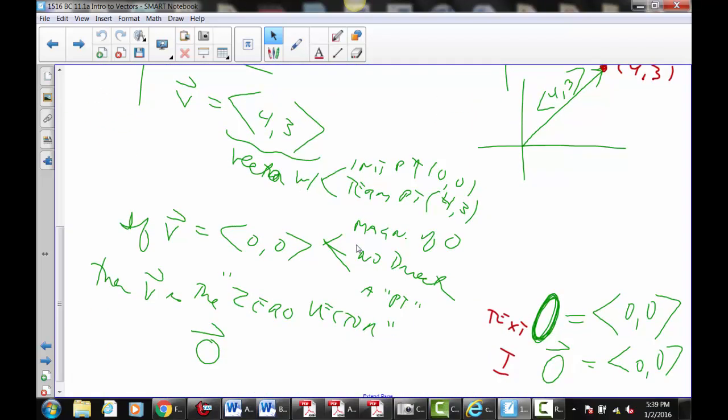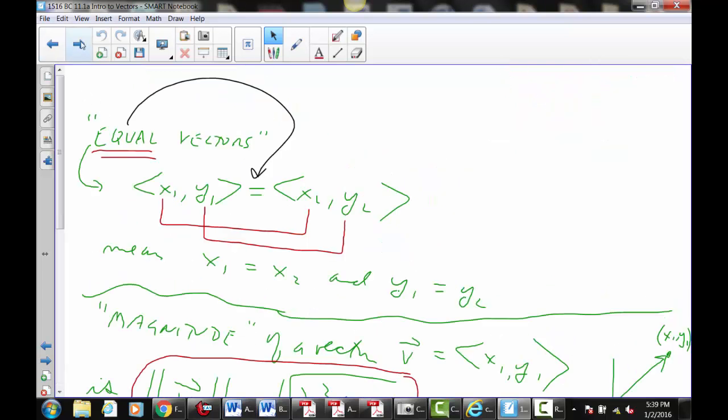If we talk about the vector <0,0>, that means it has magnitude 0, it has no direction. It means it's simply a point because its initial point is (0,0), because it's in component form, as is its terminal point. So the textbook will write that 0 as a bold print 0. I would write it as a 0 with a vector symbol over the top. And that's called the 0 vector. Equal vectors: two vectors are going to be equal if their x components are equal and their y components are equal.